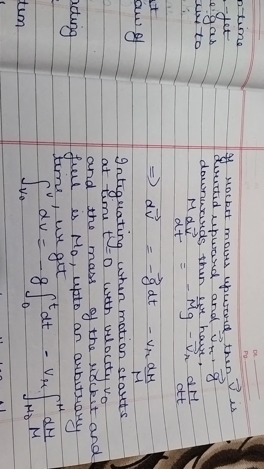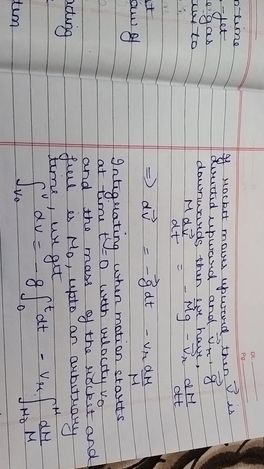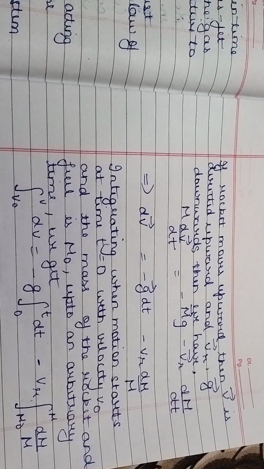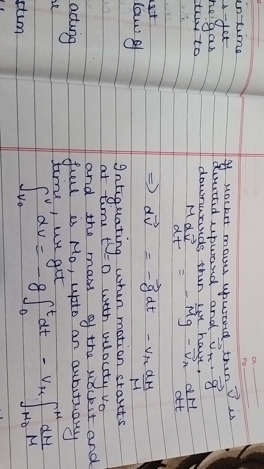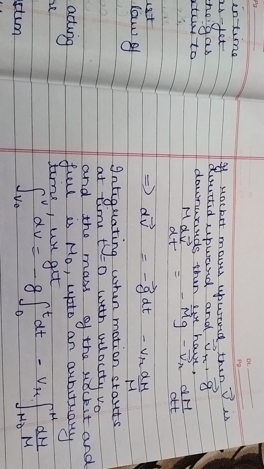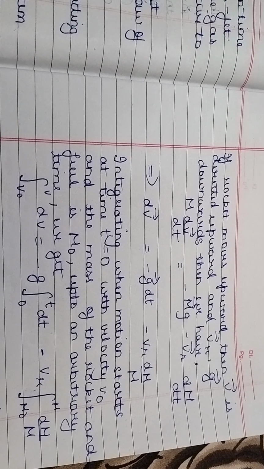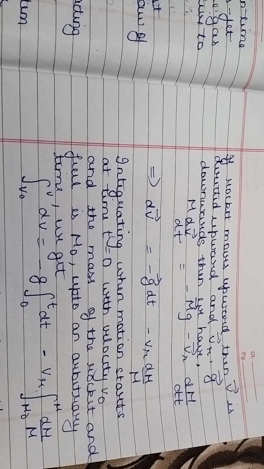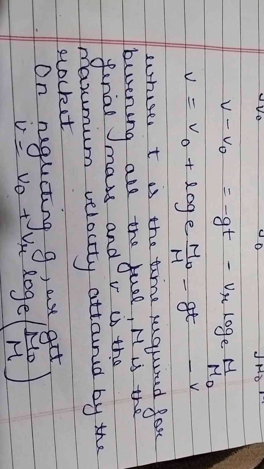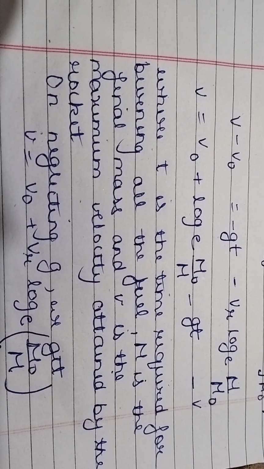Integrating, when motion starts at time t equals 0 with velocity v0 and the mass of the rocket and fuel is m0, up to an arbitrary time, we get the integral from v0 to v of dv equals minus g times the integral from 0 to t of dt minus vr times the integral from m0 to m of dm by m. By solving it, we get v minus v0 equals minus gt minus vr log e m by m0.